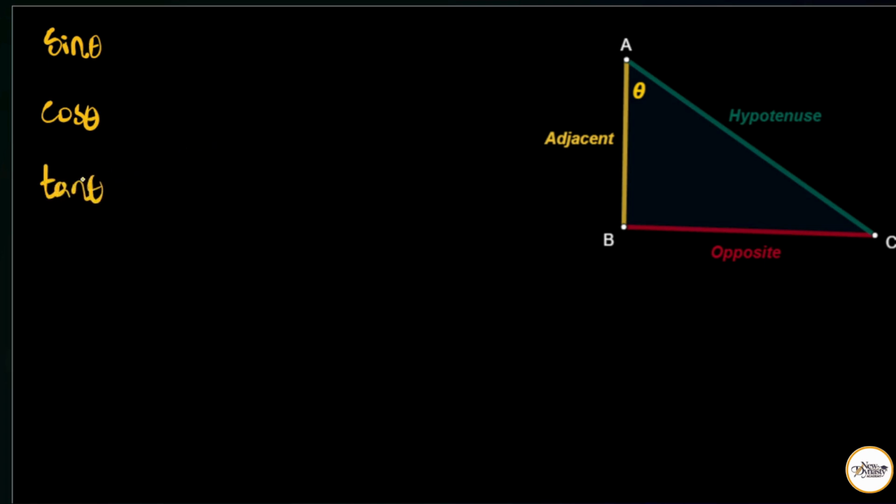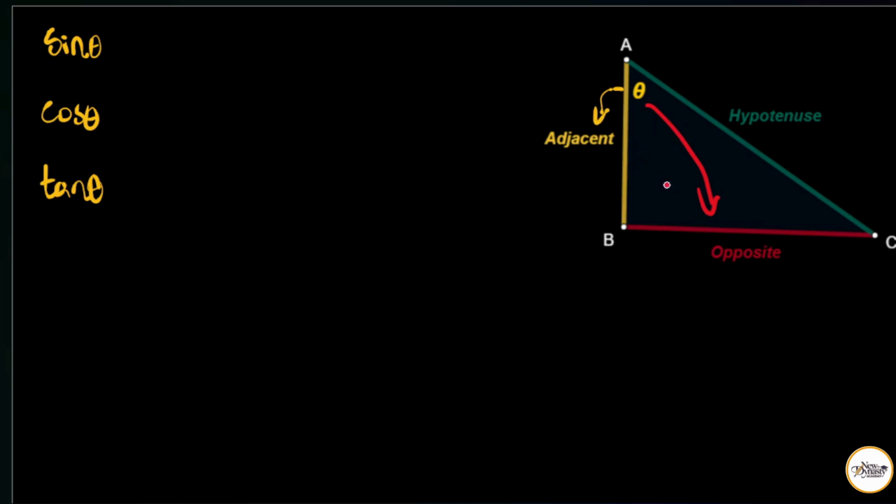So what happens when theta changes position? The adjacent and the opposite swap sides or position. Now, as you can see here, our theta is adjacent to this side. Hence, this side AB is now named the adjacent side. And our theta is opposite to that side. Hence, this side BC is named opposite.